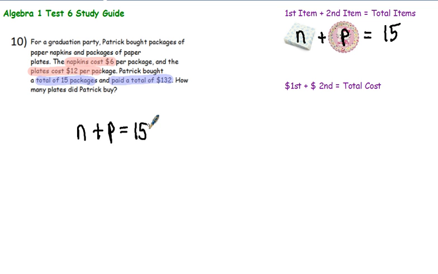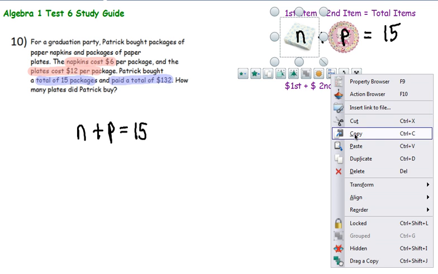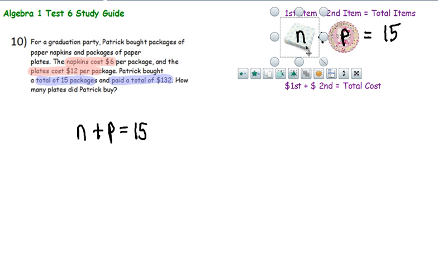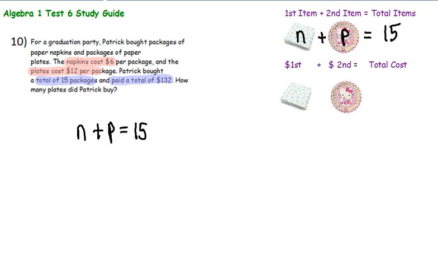Now let's see how much each thing cost here. I should have copied this. Give me one second, I'm going to pause. All right, I just did a quick edit there. I just wanted to set that up a little bit better. So there we go. We have number of napkins plus number of plates is equal to 15. We don't know how much of each, but we do know if you took the two things together, it's 15.